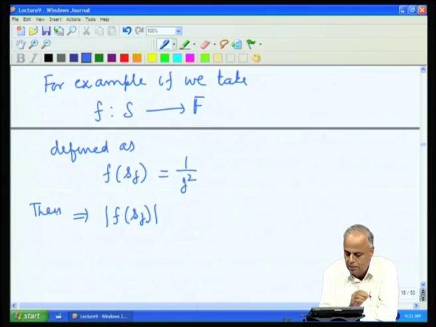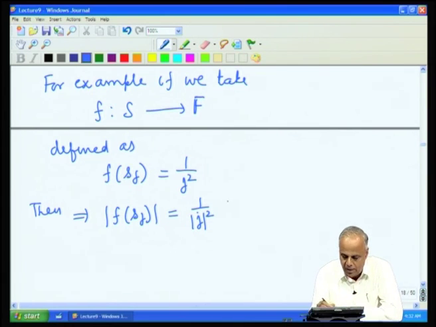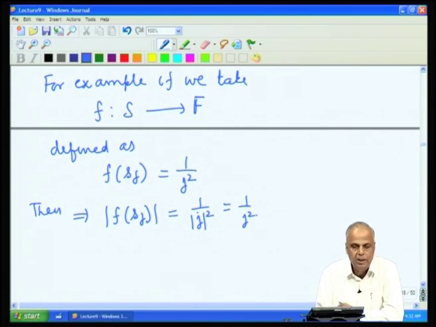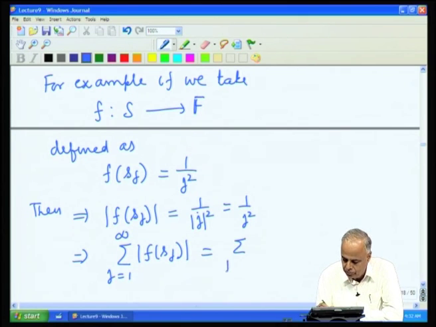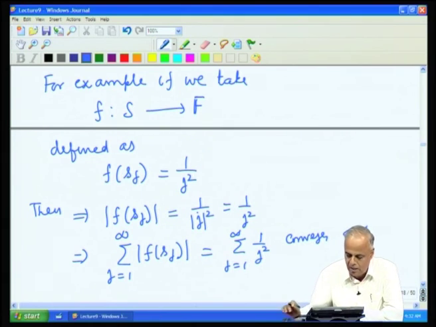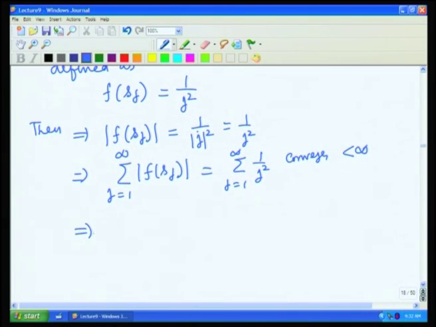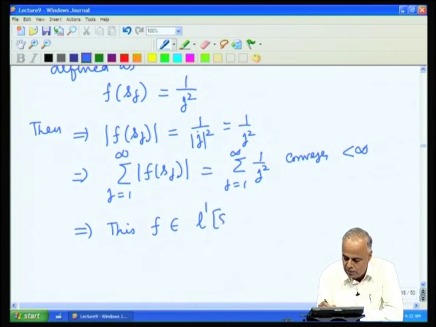Then this implies mod f of j is just 1 by j squared, where j is real. So, it is just 1 by j squared. So, what is the sum of mod f of s j all added up? It is this series, and we know that this series converges, and therefore, it is less than infinity, and therefore, this function belongs to L1 S R.